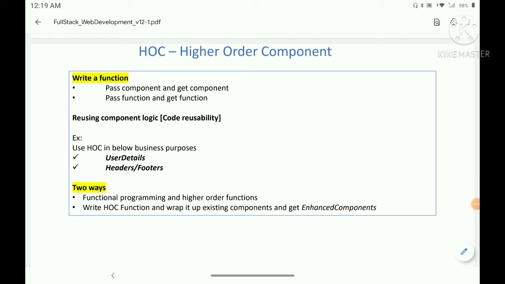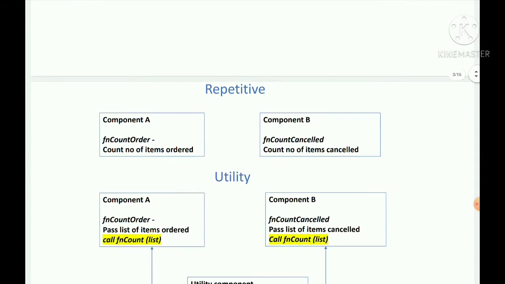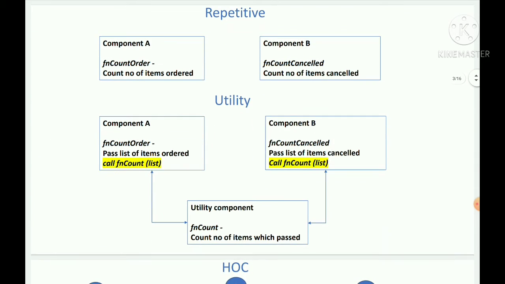We can implement higher order components in functional programming, or else in component programming as well. If we pass a component into the higher order component, we call it a wrapped component, and we get the updated component from the HOC, which we call an enhancer component. Let's see that in detail in the screenshot.